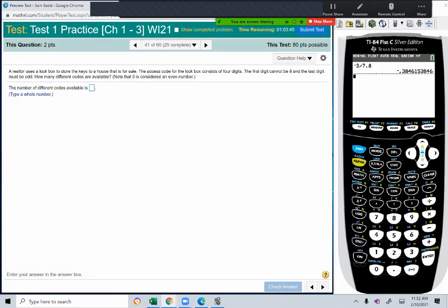A realtor uses a lockbox to store a key to a house that is for sale. The access code for the box consists of 4 digits. The first digit cannot be 8, and the last digit must be odd. How many ways can we do that? That's a good question, so I'm going to annotate.